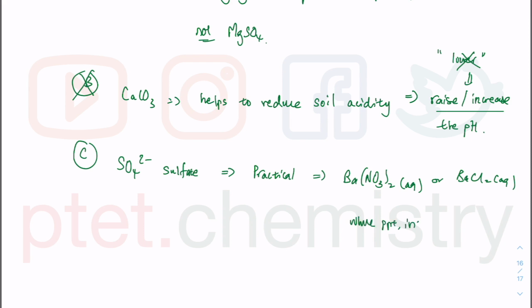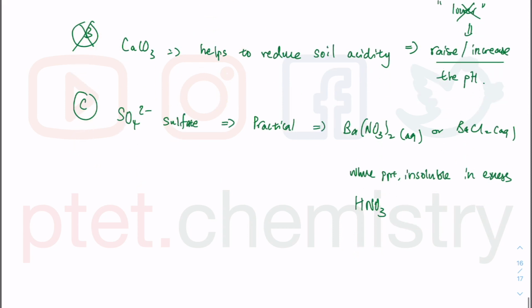Because after you get that, then you get a white precipitate. This is insoluble in excess HNO3, or excess HCl. You don't use excess sulfuric acid because you'll be producing barium sulfate. This is to distinguish between the sulfate versus sulfite.